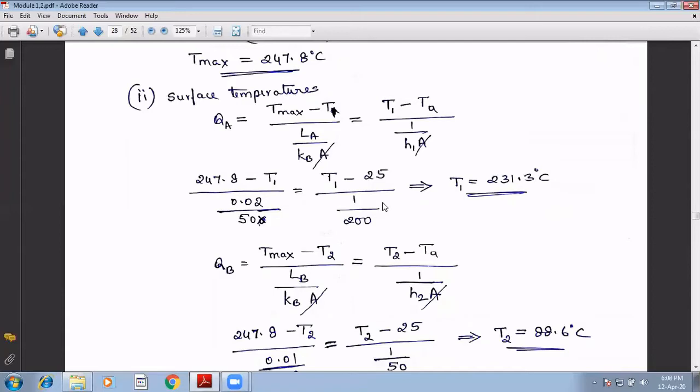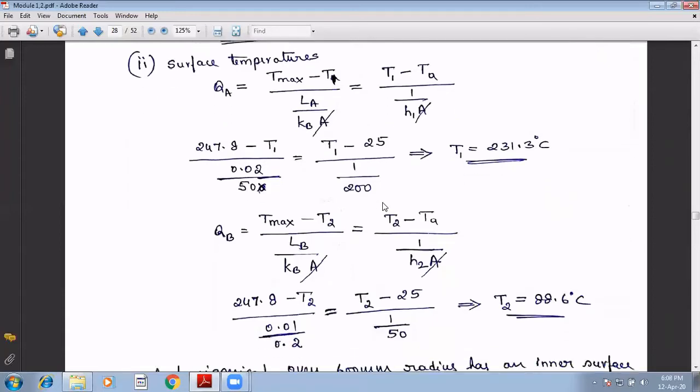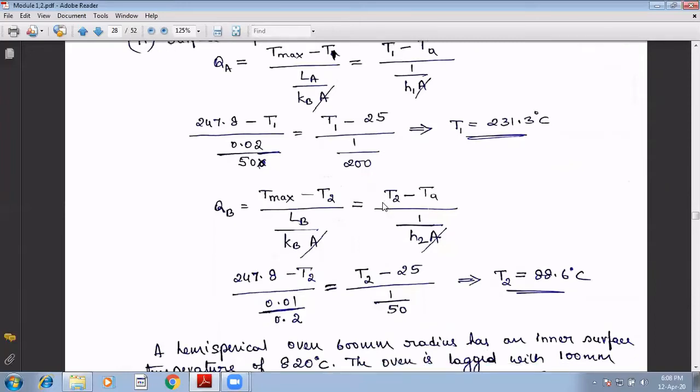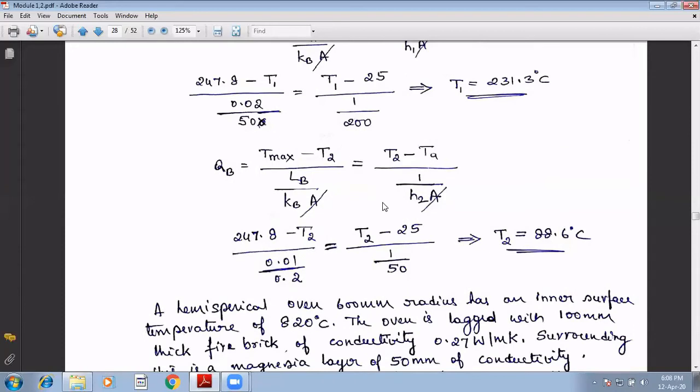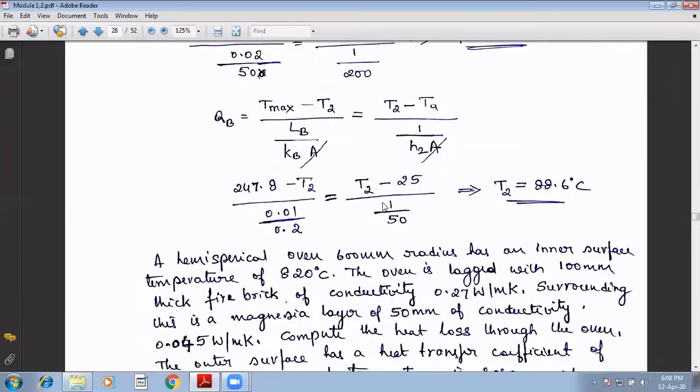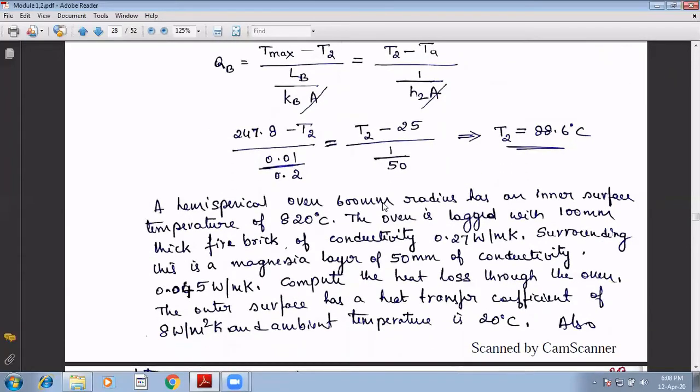Similar is the case with T2. You can calculate either by considering conductive resistance or by convective resistance. You will be getting T2 as 88.6 degrees Celsius. Next.